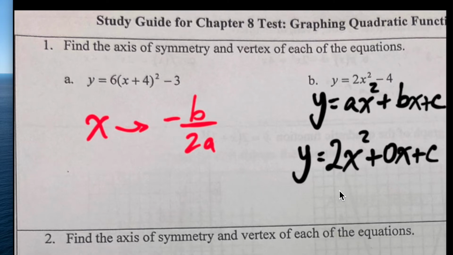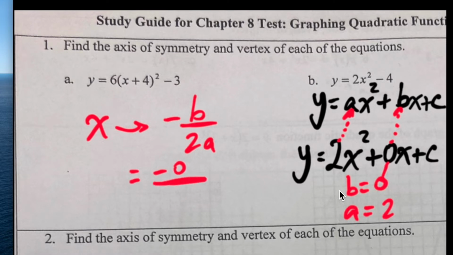Here our b equals 0. We pattern match. See how that matches to b? So b equals 0. What's our a value? We pattern match. A equals 2. Okay, so -b is going to equal -0. 2a is going to be 2 times 2, which is 4. So the x coordinate of the vertex is going to be 0.